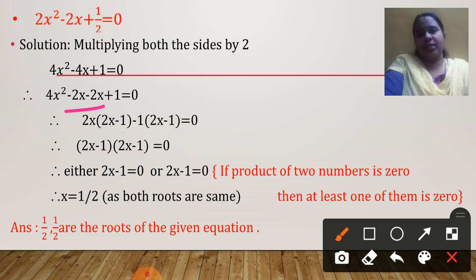Similarly now proceed and take common. You will find that both the factors are same. 2x minus 1, 2x minus 1 is equal to 0. Yes. So again that same rule. If the product is 0, then at least one of them is 0. Both the factors are same. Yes or no? So I am not writing it 2 times that 2x minus 1 is 0 or 2x minus 1 is 0.